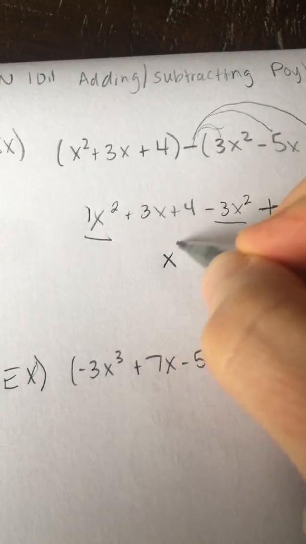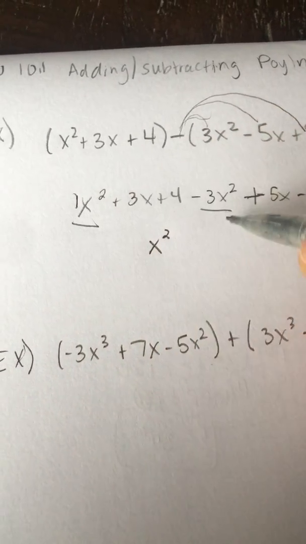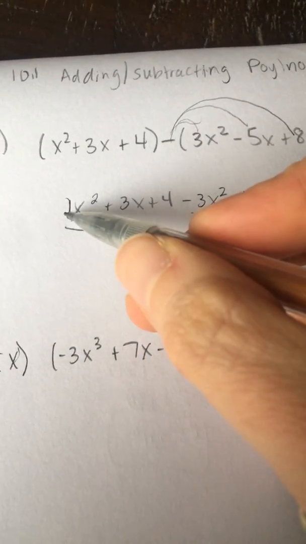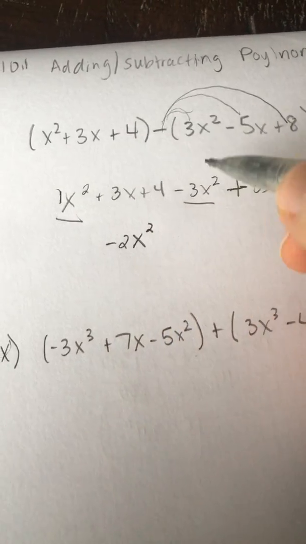Keep what's like. It's like a common denominator. We keep that common denominator. So keep the x squared. Don't try to write that as x to the fourth. Keep it x squared and do 1 minus 3, which is a negative 2.